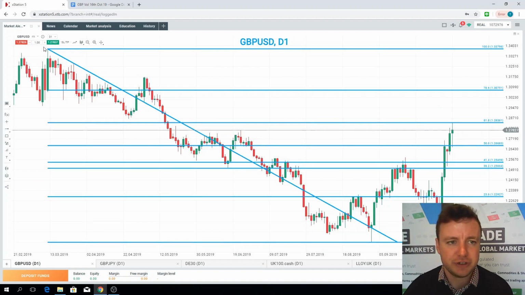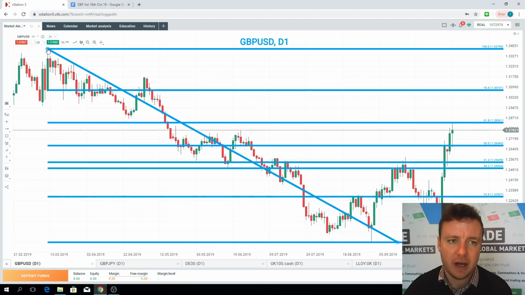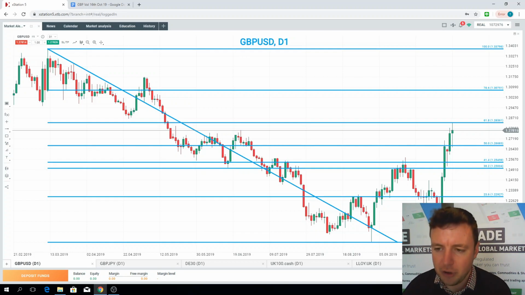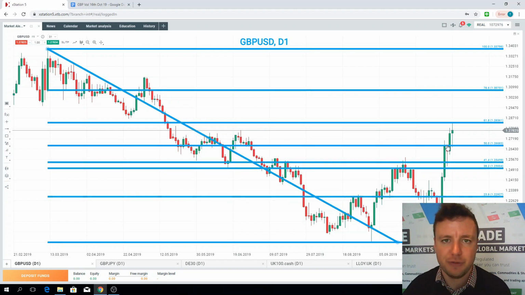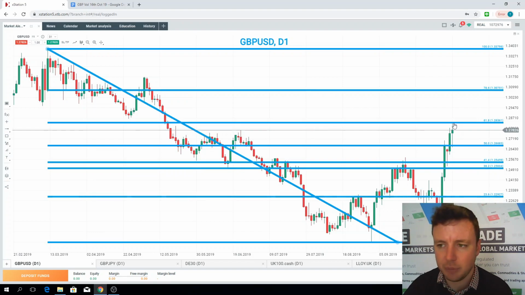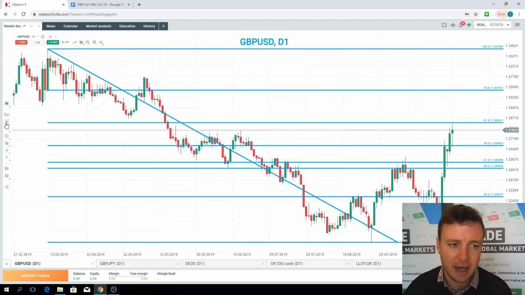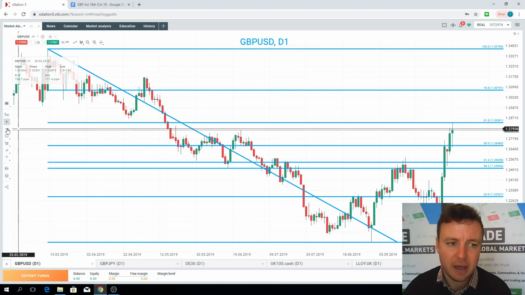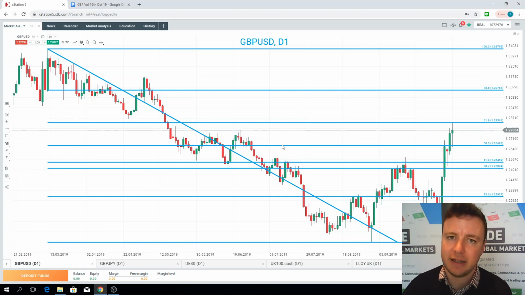Now, if we draw a fib retracement from the yearly high, which was around 1.3380 that we saw back in Q1, down to those lows around 1.1960, you can see that this move has really been quite significant. We smashed through the 23.6, 38.2 and the 50% fib, and the latest rally actually just today has tagged the 61.8 at 1.2836. You can see this is the highest level that we've had since around March time, and the reason behind this is basically there's been growing optimism that a Brexit deal could be agreed upon between the EU and the UK.